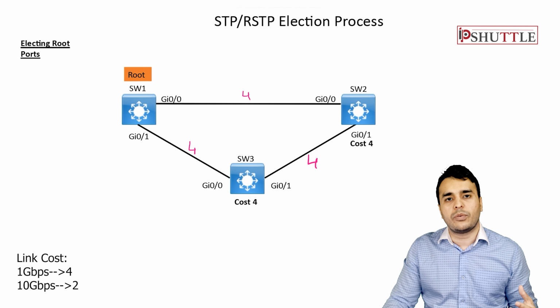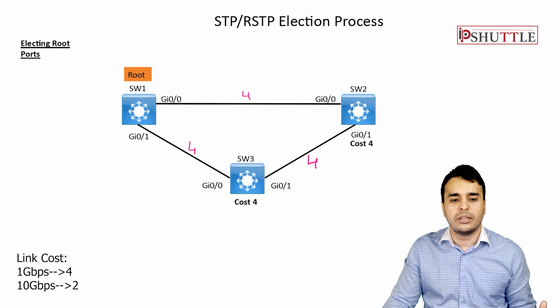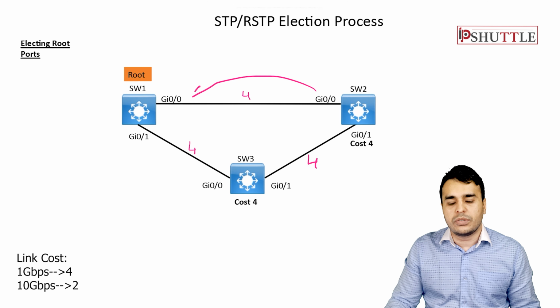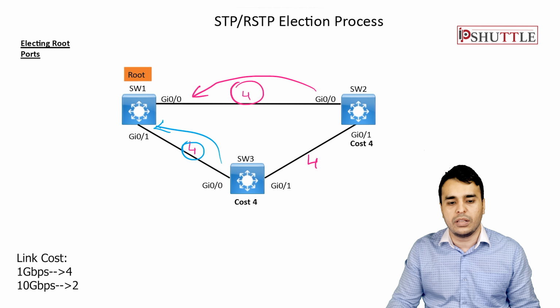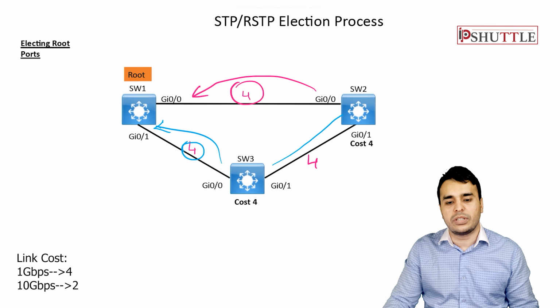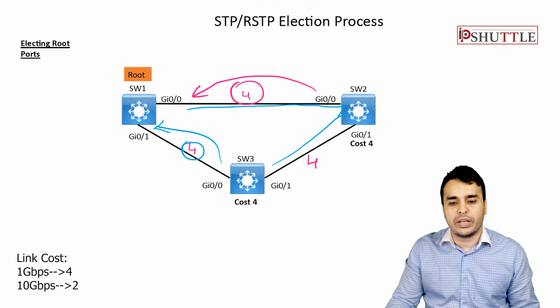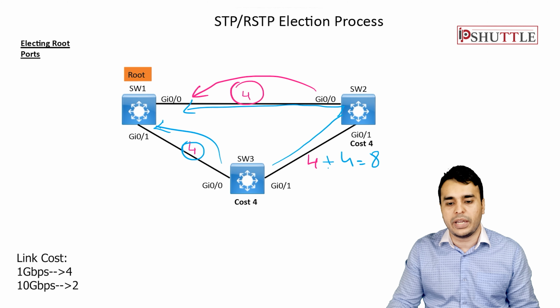Which one is going to provide the least cost to reach the root? From switch 2, if you notice, my cost is going to be 4. All right. And from switch 3, on this interface, my root cost is going to be 4 as well. But from here, if I try to understand from the switch 3 side, it will require this connection to be established. Let's say 4 plus 4. So my cost is going to be 8 on this link.